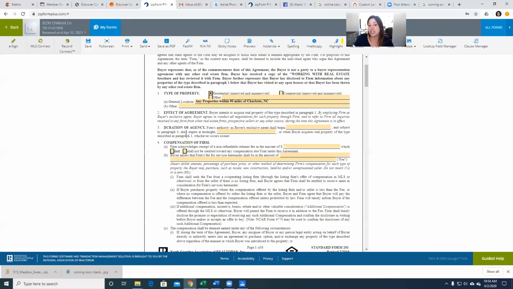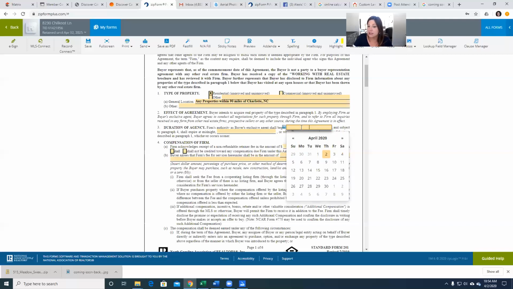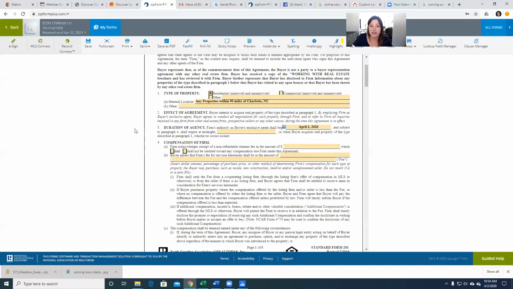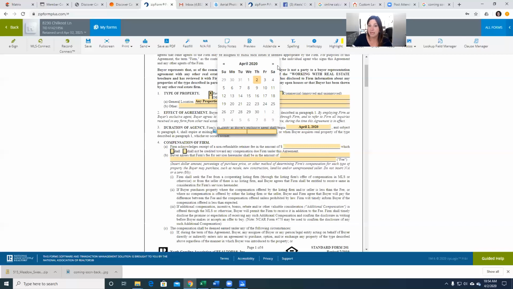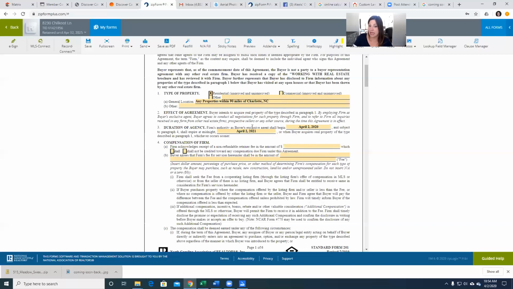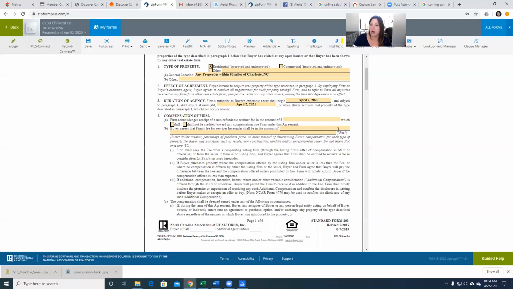Again, the duration of this agency is going to begin today, and it's going to expire at midnight on, and guys, this is completely up to you and how your business model is. I do all of my agreements for 1 year. So it'll expire at midnight on April 2nd, 2021, or when you close on a property that we discussed up in paragraph 1. Down here talks about the compensation for the firm.